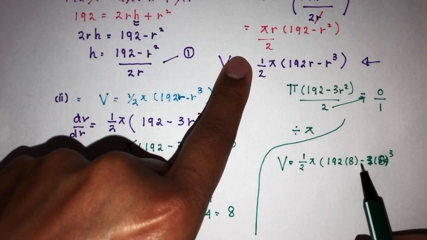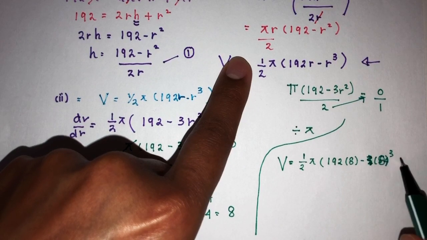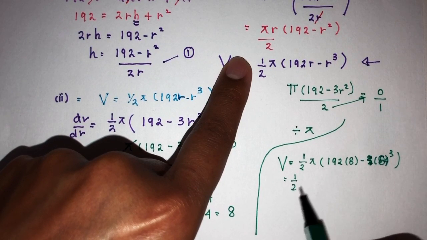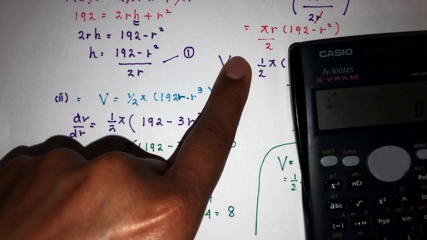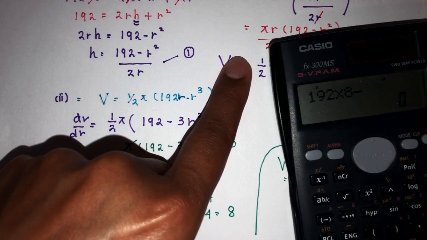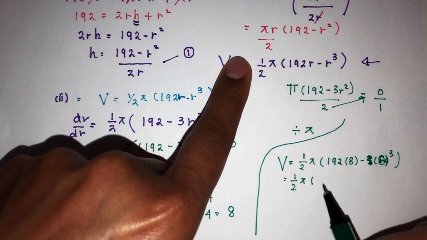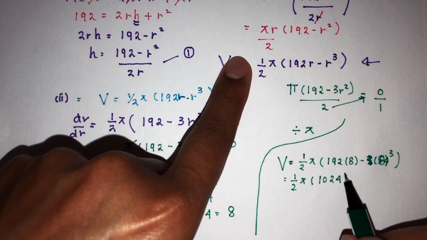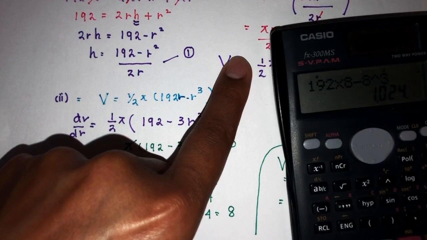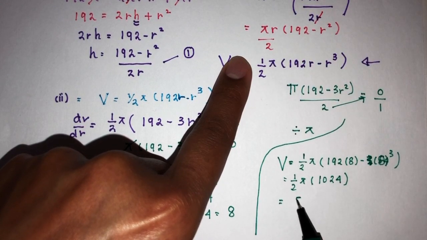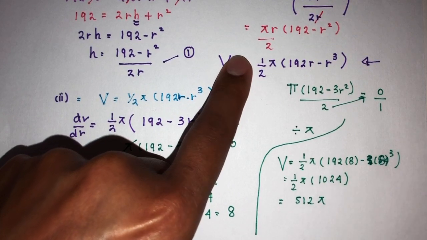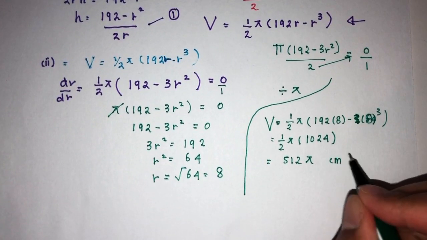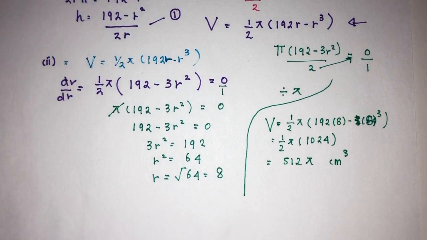192 times 8 minus r cubed, 8 power 3. That'll be half. That will be what? 192 times 8 minus 8 power 3. That will be 1024. Then divide by 2. That will be 512 pi as your answer for the volume of this cylinder at its stationary value.